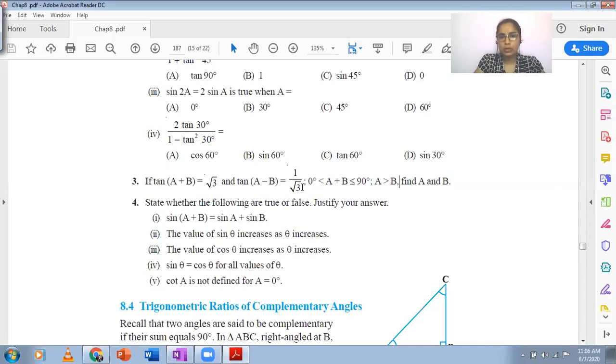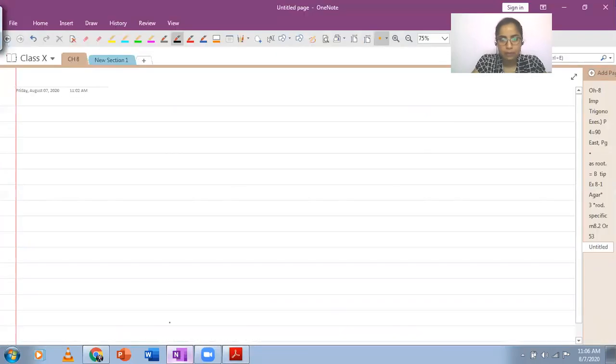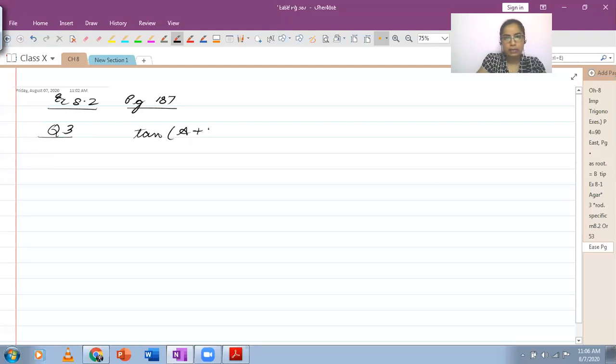So we are going to just write down these two equations given to us, and we are going to try to solve them. It's an important type. There is, I think, an example also. Example number 8 is also similar to this one. So we have question number 3. You have been given that tan A plus B is square root of 3, and the second thing is tan A minus B is 1 by root 3.